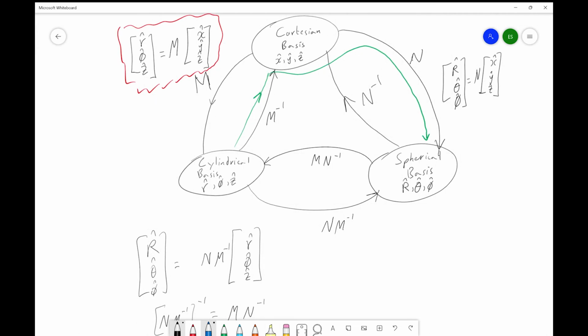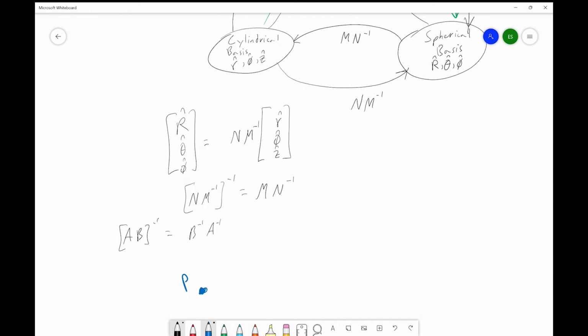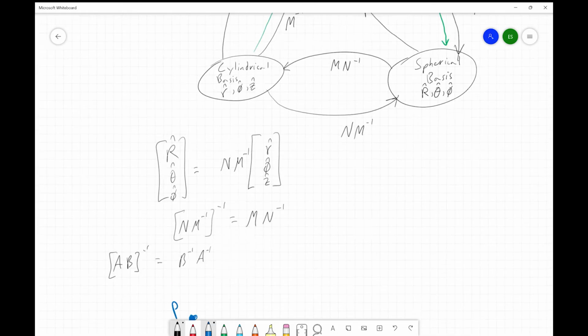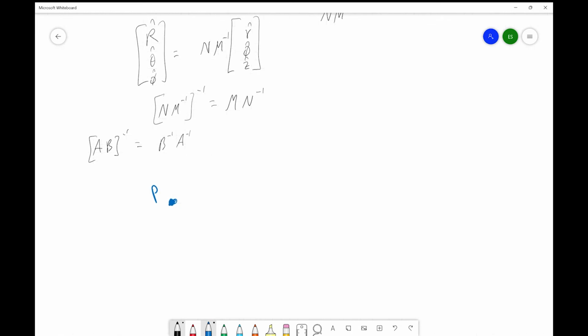So I want to do cylindrical. The end now is going to be r hat, phi hat, z hat, and the start is going to be x hat, y hat, z hat. I want to transform using some kind of matrix, transform x hat, y hat, z hat to r hat, phi hat, z hat. In other words, I want to write r hat as a linear combination of x hat, y hat, z hat. I want to write phi hat as a linear combination of x hat, y hat, z hat. And finally, I want to write z hat as a linear combination of x hat, y hat, z hat.